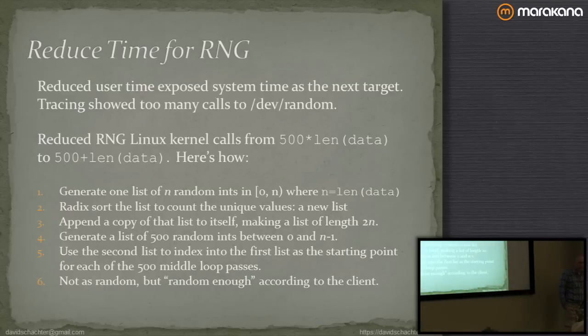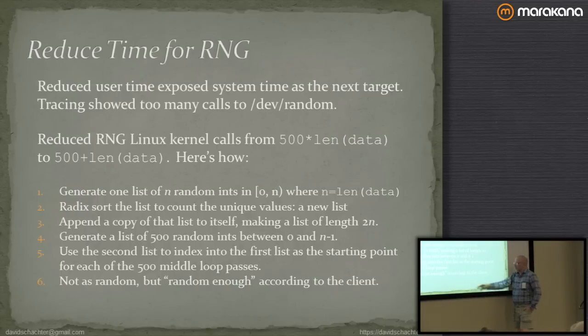So I changed the code. Instead of 500 times the length of data, I made it 500 plus the length of data. Here's what I did. Generate that list of random numbers, but just generate one list, not 500 of them. Create the bin counts, as we said on the previous slide. Now take the bin count array and append a copy of it right to the bottom. Make a list of 500 more random ints between 0 and the number of rows. We're going to use those to index into this double bin count array at any random location. And since it's twice as long, we know that we can't run off the end no matter where we start.